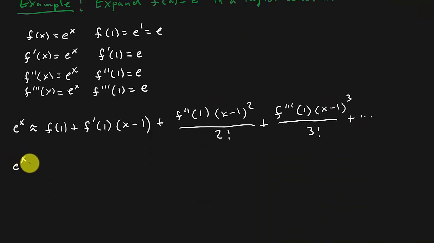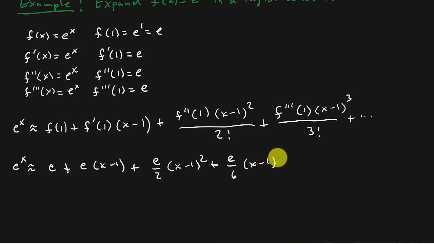And so now we have e to the x is f of 1, which is e, plus f prime of 1, which is e times x minus 1, plus f double prime of 1, which is e over 2 factorial, which is 2, times x minus 1 squared, plus f triple prime of 1, so that's e over 3 factorial, 3 factorial is 6, times x minus 1 cubed plus, and then it just continues on.